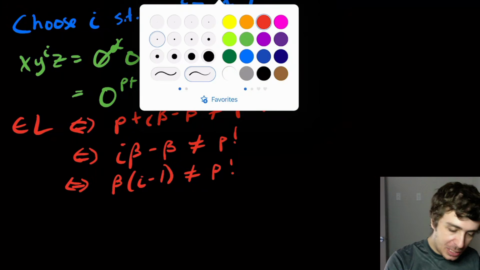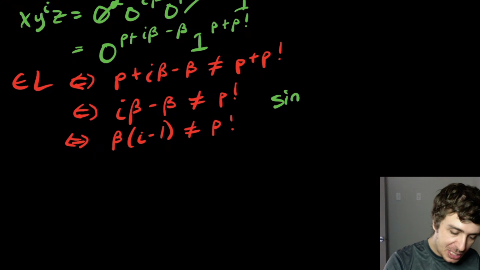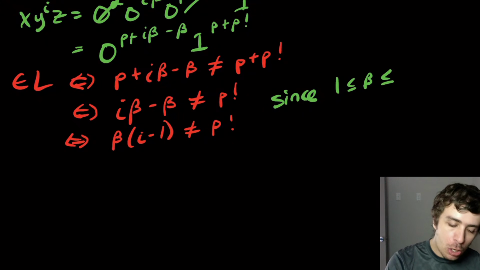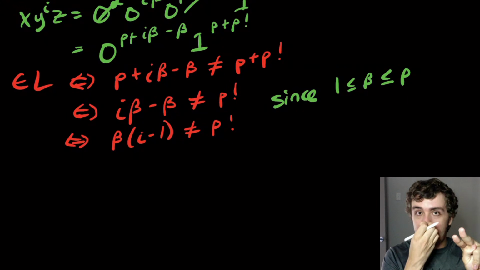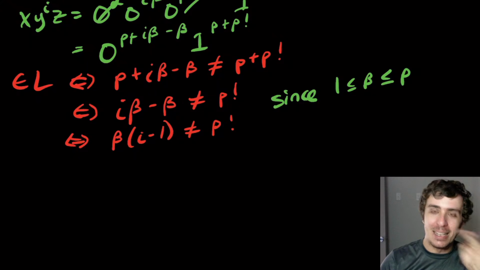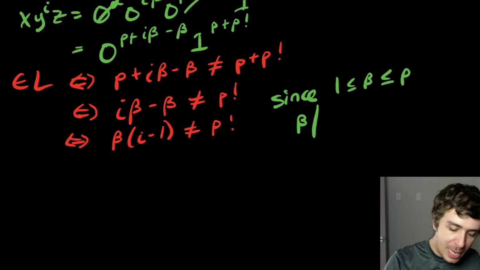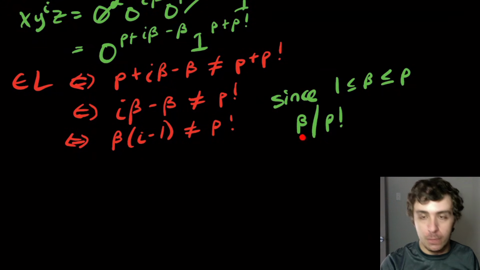Well, since we've got to make an assumption, since 1 is less than beta, so beta is at least 1, that's the condition, but it's also at most p, because the first two pieces are of length at most p, so the second piece, therefore, is at most length p. So that implies that beta divides p factorial. If you haven't seen this notation before, this means that beta is a divisor of this.